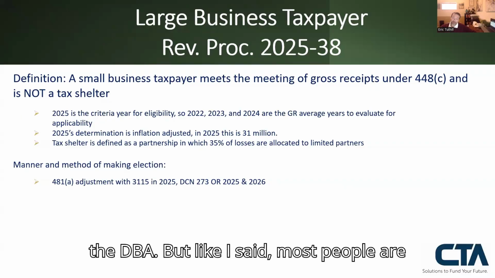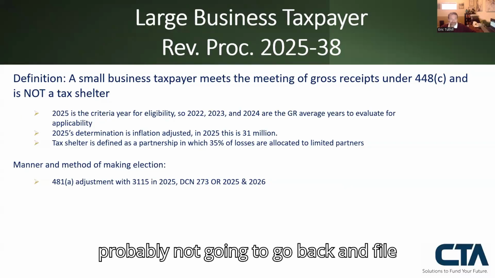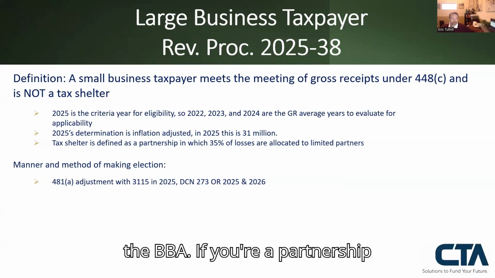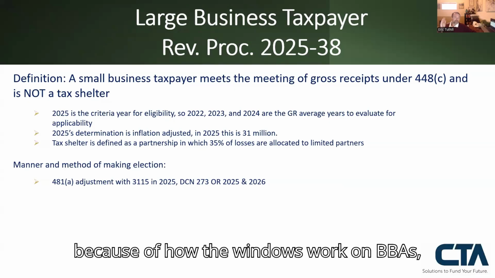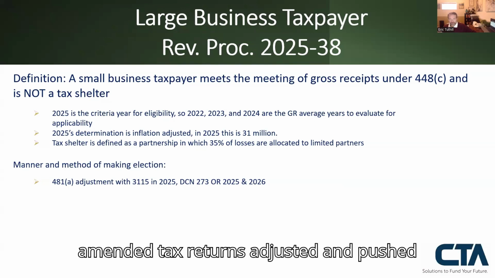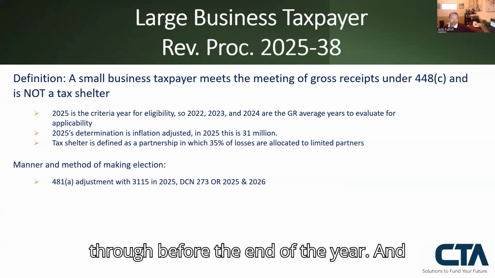But like I said, most people are probably not going to go back and file the BBA if you're a partnership, because of how the windows work on BBAs: you kind of have to have all those amended tax returns adjusted and pushed through before the end of the year.